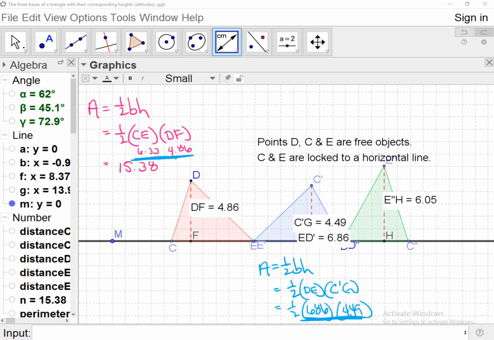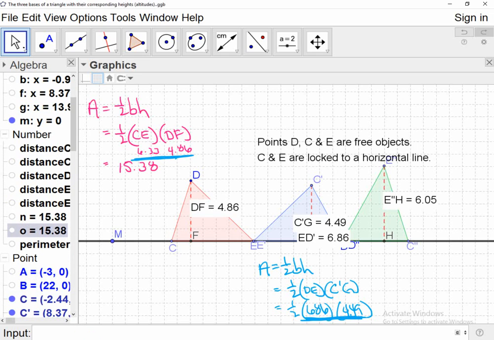Yeah. Okay, they're different, but let's see what I get in that blue triangle if I take 1/2 times the base times the height, so C prime to G. And you see right here that it gave 15.38 again. But I used completely different values to make a product for that area. Does that make sense?